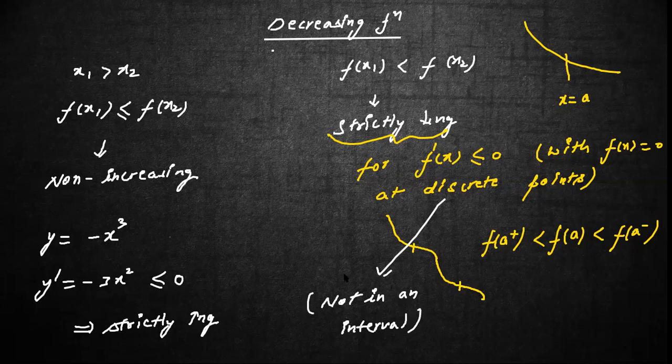And it can be strictly decreasing when f dash x is less than or equal to 0 with f dash x equal to 0 at discrete points. If f dash x is equal to 0 in some interval, then it becomes non-increasing, right? This is the difference. This is the basic definition for strictly decreasing, and similarly we had seen for strictly increasing function.